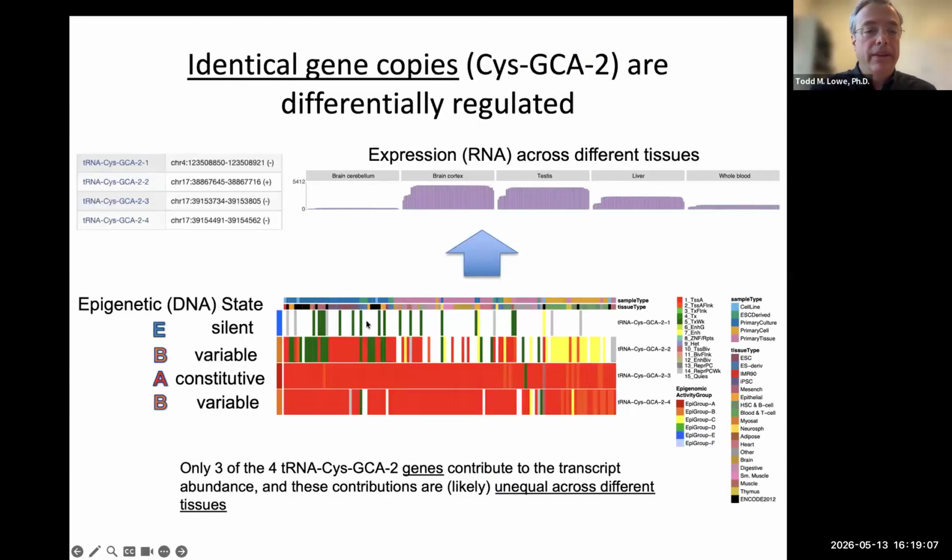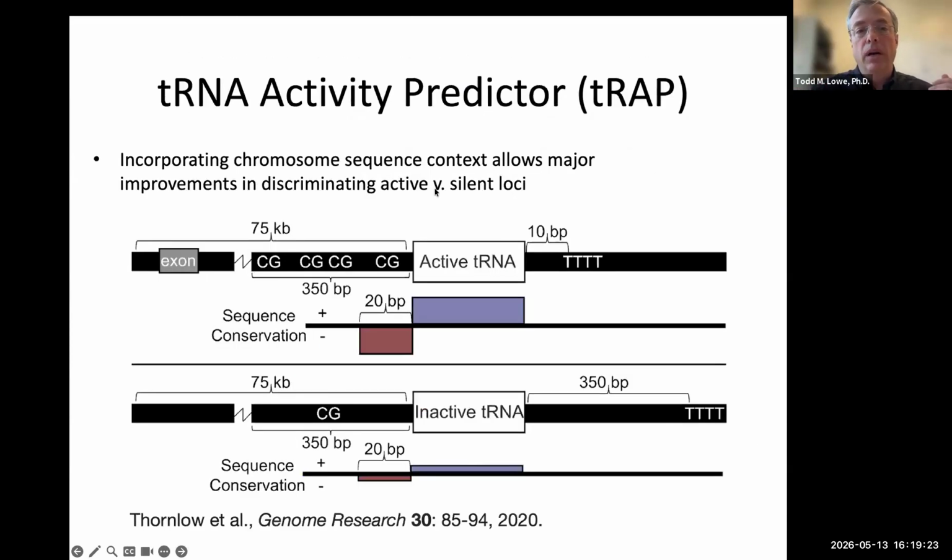So the thing about these is they all have identical A and B boxes. tRNAs have internal promoters, the A and B boxes. So these guys all have the same promoters. The fact is they're in different places in the chromatin. And so in a prior paper from Genome Research we published in 2020, we looked at the context of the genes.